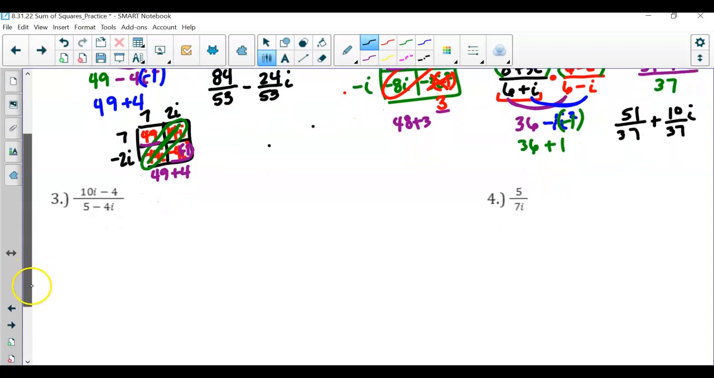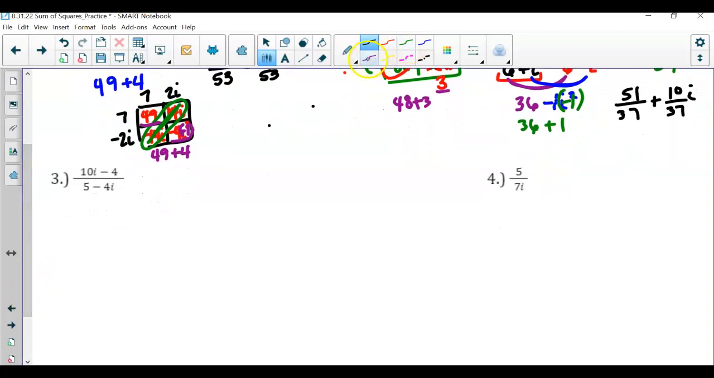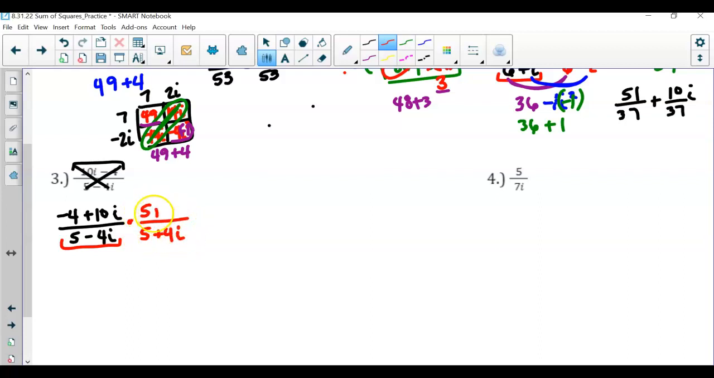Then the next one, number 3. It's already in standard form, however, the numerator was not. So let's go ahead and rewrite this so that the numerator is in standard form. So this is negative 4 plus 10i, then over, still 5 minus 4i. I'm going to cross that out because now numerator and denominator are in standard form. We're going to find the conjugate of the denominator, which in this case is 5 plus 4i. Remember, what we do to the denominator, we also do to the numerator.